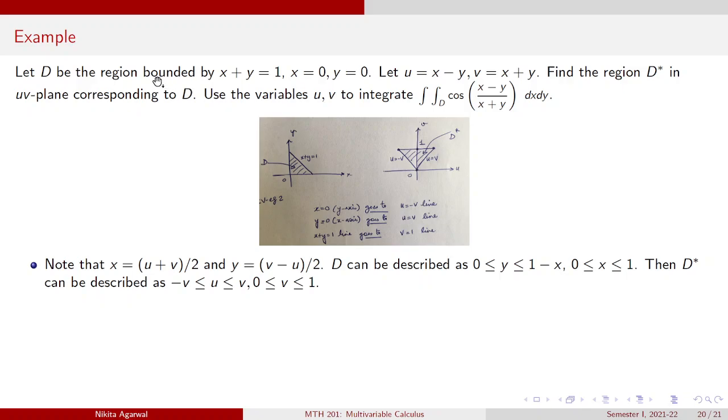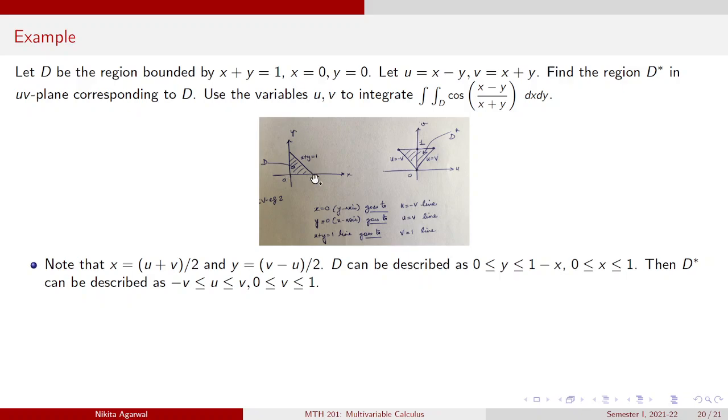The region D is bounded between these three, right? x equal to 0 is the y axis, y equal to 0 is the x axis, and x plus y equal to 1 is this line. So this shaded region is the region we are talking about. It's a type 1 region, it is also a type 2 region, but still integration would be difficult. What happens to this region when you make this change of variable? This triangle goes to another triangle.